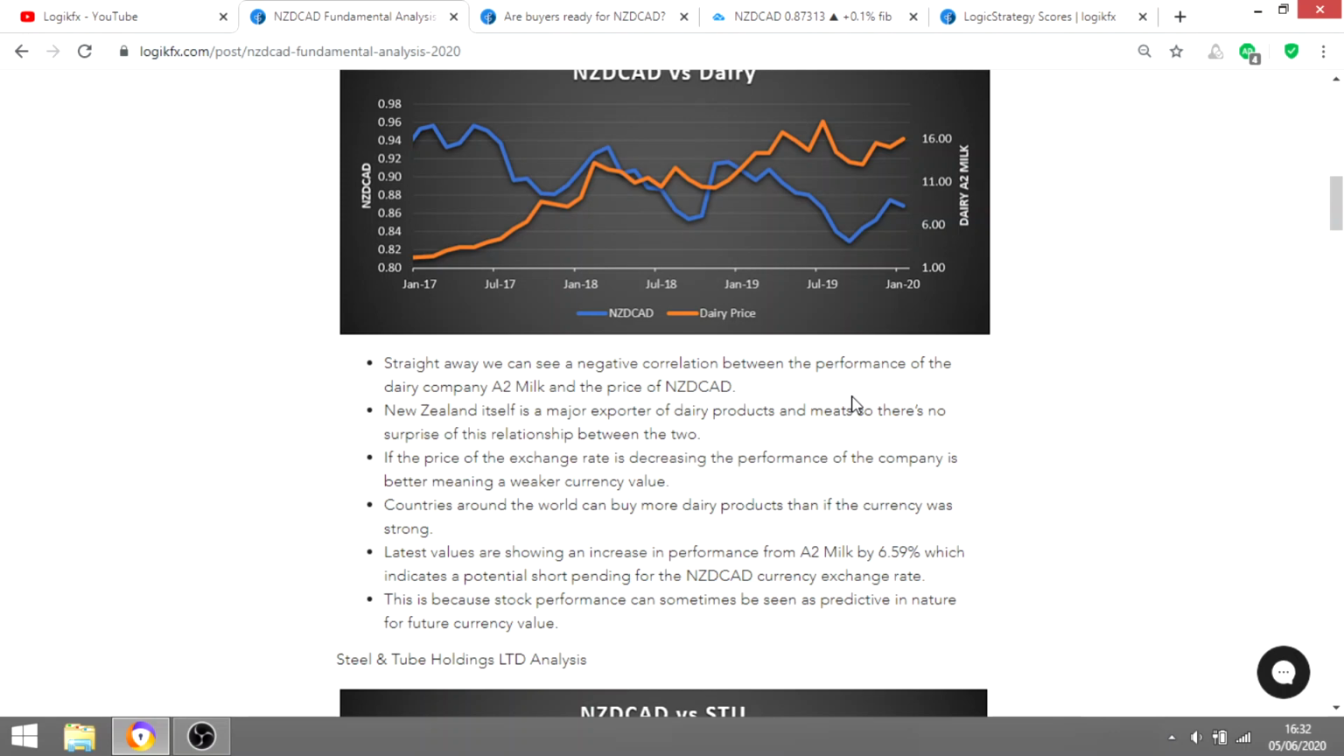Now, with an inverse relationship, if the price of the exchange rate is decreasing, the performance of the company is potentially meaning a weakening value. So in this sense, as the A2 Milk dairy price increases, the NZD CAD exchange rate should decrease following. The latest values shown on that date in January were a performance of 6.59%, which is a fairly big increase in returns for the A2 Milk Company, and it should signal a potentially strong short bias going in with the NZD CAD. And that's what we scored it on our scorecard.